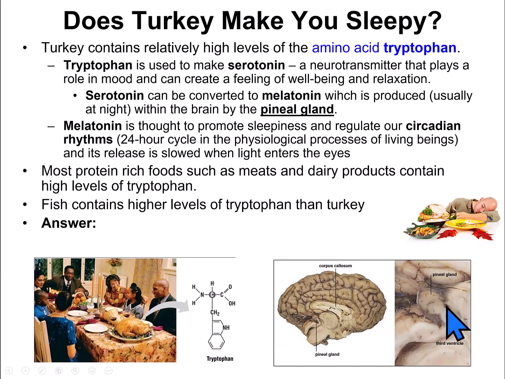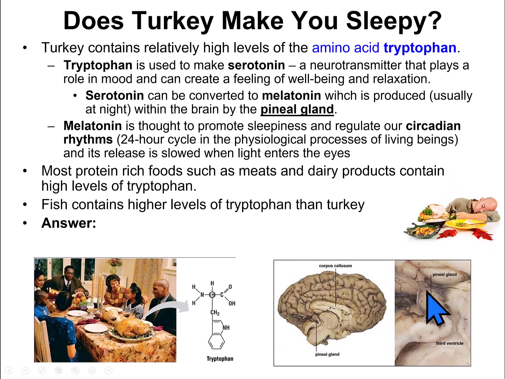So when you eat turkey, you take in the proteins from the turkey and you break them down. And there are tryptophan amino acids that make up the skeletal muscle of turkey. So when you break that down, you take it into your body, you can use that tryptophan to make other proteins. And as I said before, you can use tryptophan to make serotonin. This is a neurotransmitter that plays a role in mood and creates feelings of well-being and relaxation. Well, serotonin is converted to melatonin, which is usually produced at night within the brain in a structure called the pineal gland.